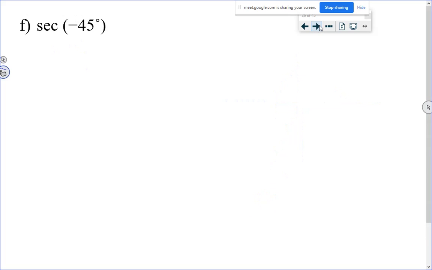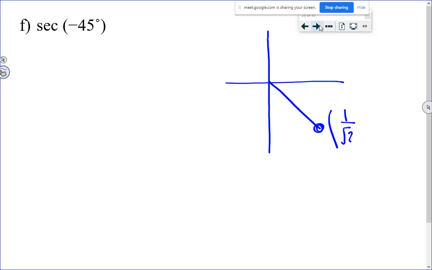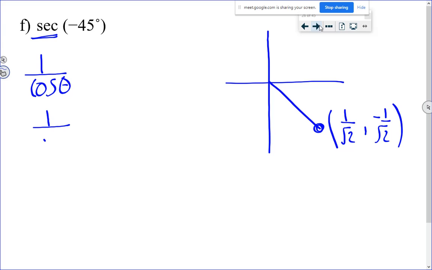What about secant of negative 45? Negative 45 is down here, and we have that choice, just like Aiden and I were discussing. I'm going to go with 1 over root 2, comma, negative 1 over root 2, because looking ahead, secant is the reciprocal of cosine, which will be 1 over the x coordinate, because cosine is x.